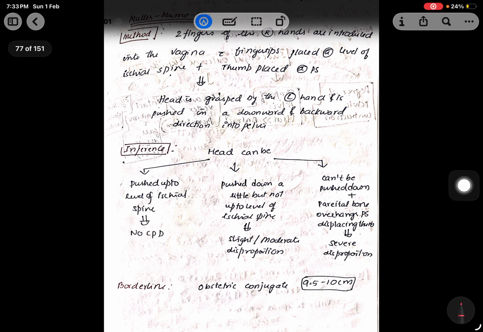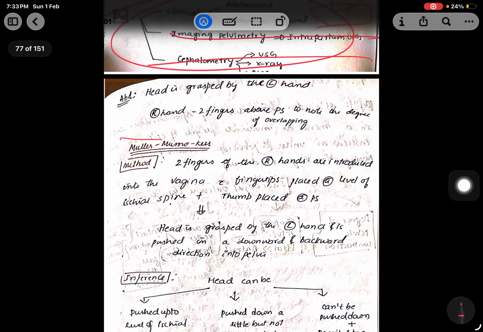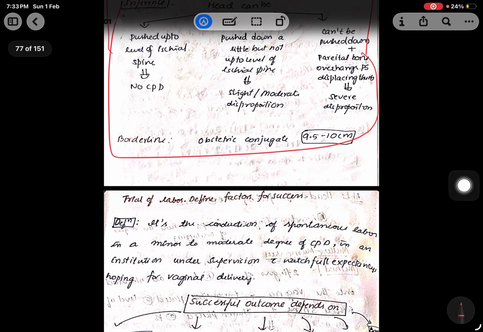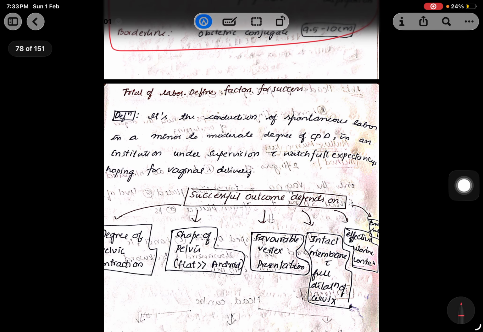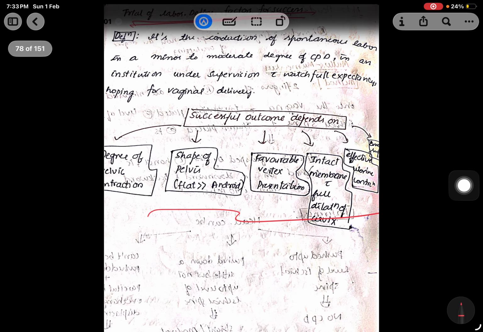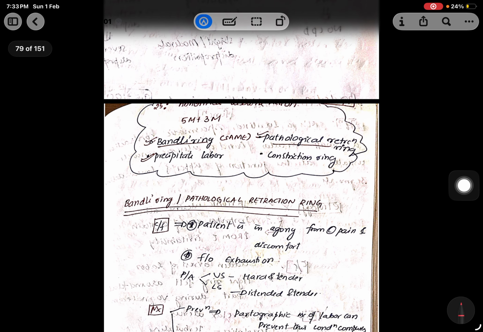Trial of labor is important, but these are not asked many times. So I'm providing you the notes, you can just go and read up. I'm discussing only important things. Again, trial of labor, these are the successful outcomes. This is not repeated, so I'm not discussing it.